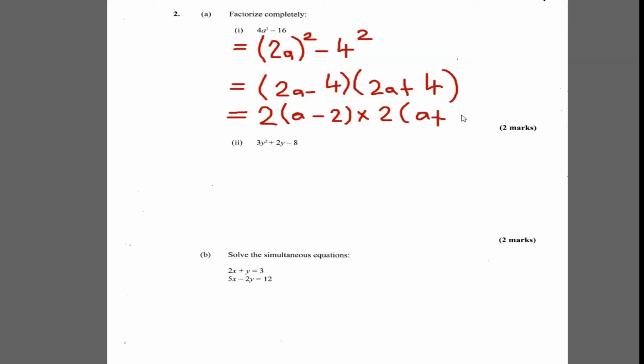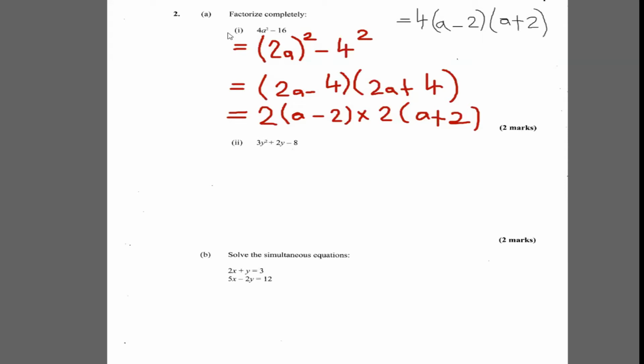All right. Now 2 times 2 is 4. So all of this, let's put the final answer in black up here, can be written as 2 times 2 is 4. So you get 4 multiplied by a minus 2 times a plus 2. And that's the final answer. 4 times a minus 2 times a plus 2. Nice. That's one way of doing it.